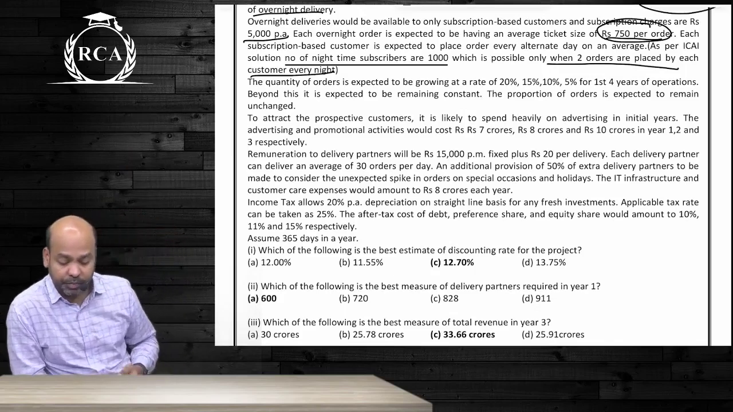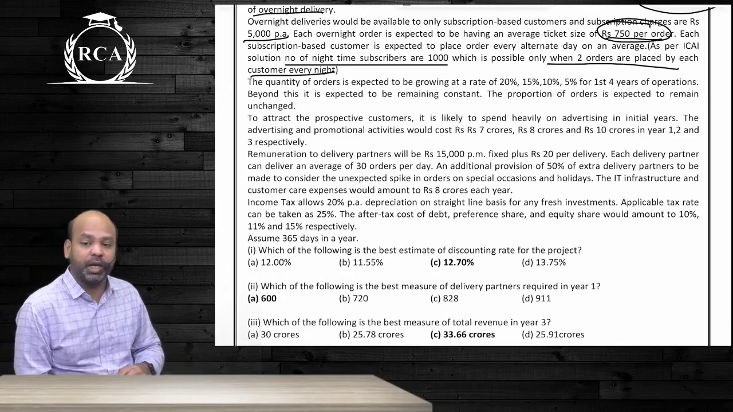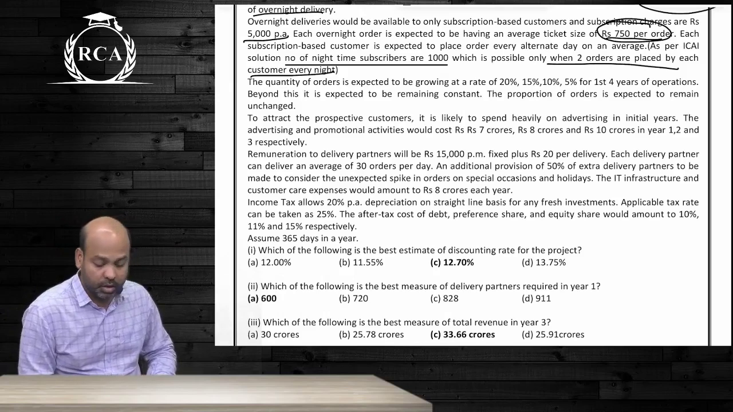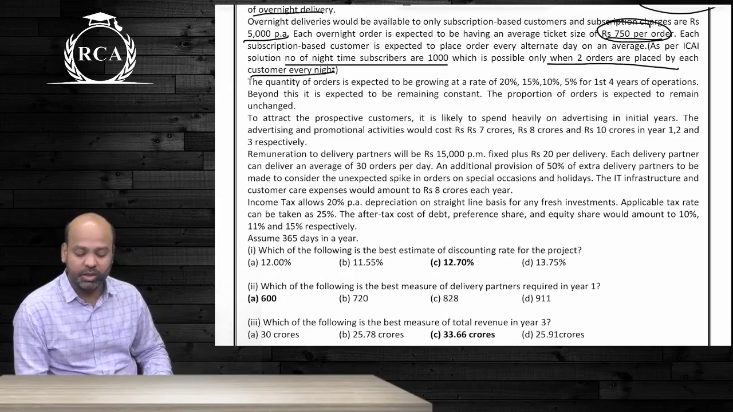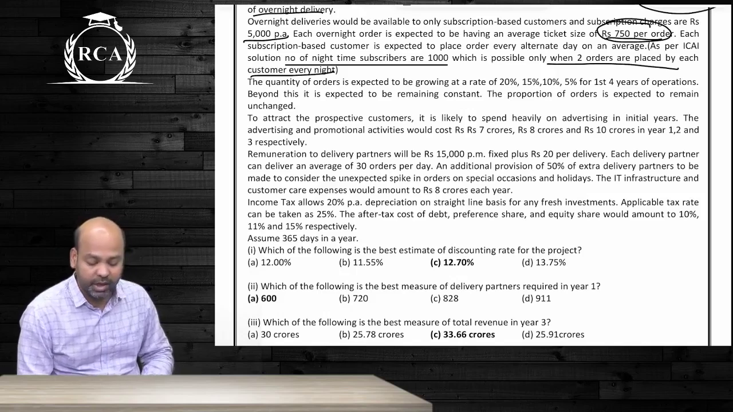Next, beta. The proportion of orders is expected to remain unchanged. जो भी पहले का proportion था अभी भी वही रहेगा. To attract prospective customers, it is likely to spend heavily on advertisement in the initial years. The advertisement and promotional activities will cost 7, 8, 10 in 1 to 3 years.